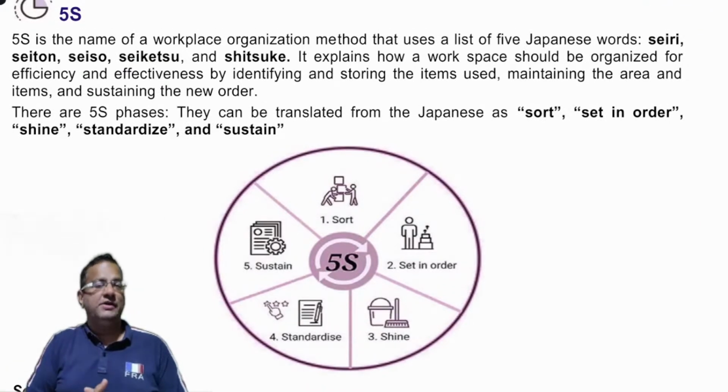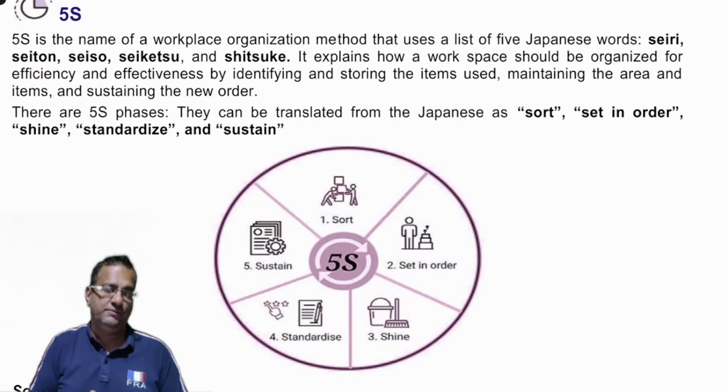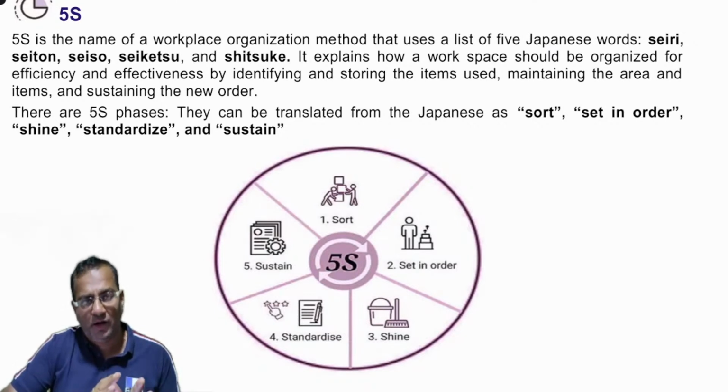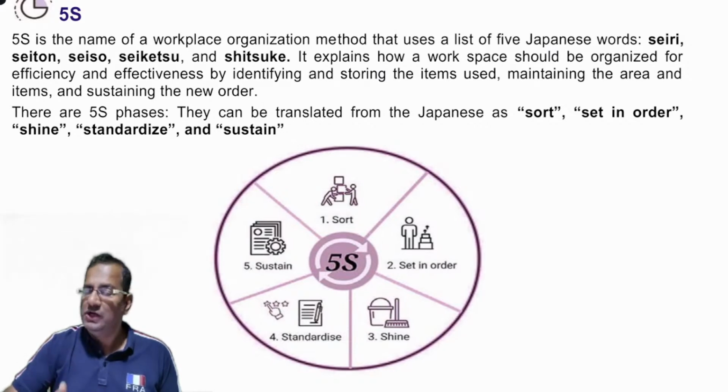5S is a method basically for maintaining the cleanliness of the workspace, and avoiding unnecessary tools, files, documents, equipment, etc. in the workplace. So very simple technique. Any organization can apply this to reap the benefit of lean system, that is waste minimization.